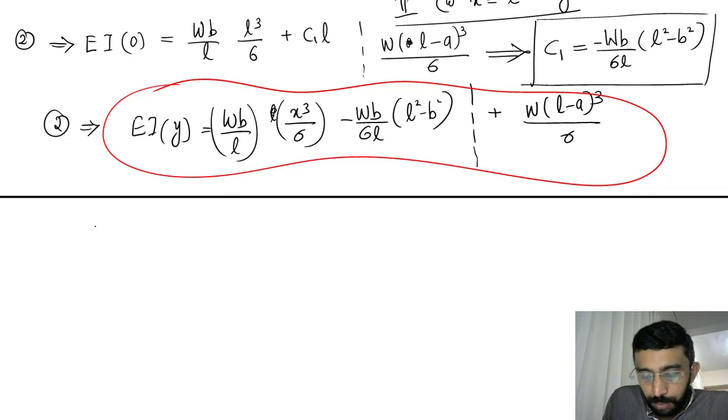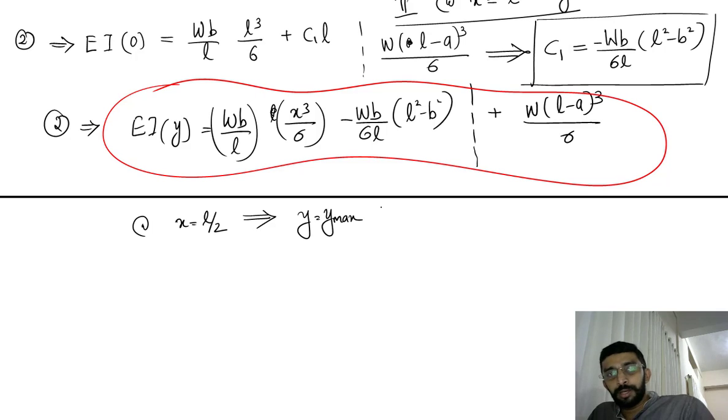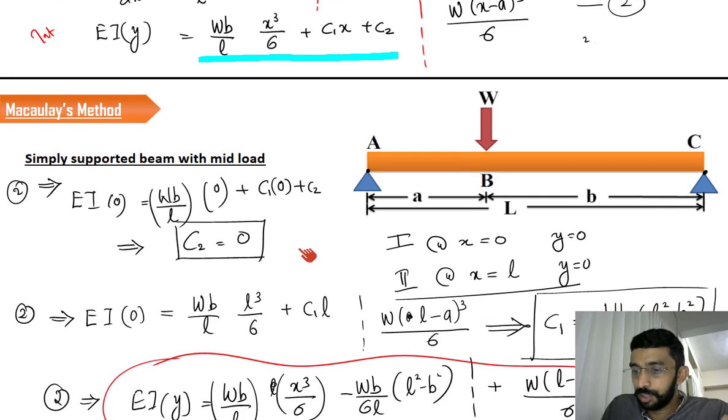Now I am interested to find the deflection at x equal to L by 2. There we have the value of y equal to y max, right? Now the question is, which terms do you have to use? X equal to L by 2 means it is coming in the first section area, right? Beyond L by 2 means it is going to come further.